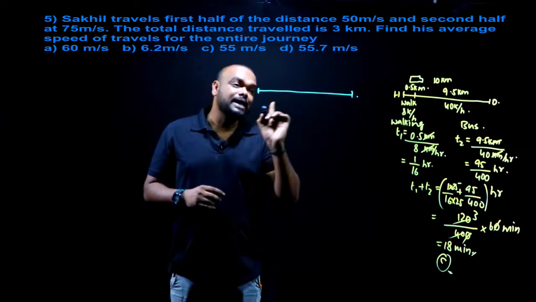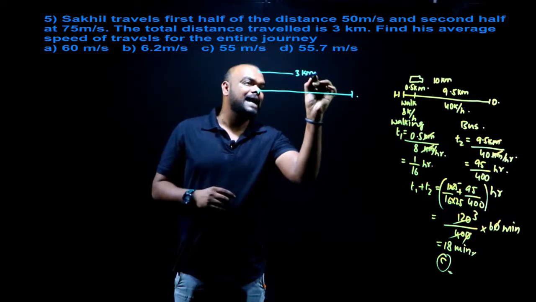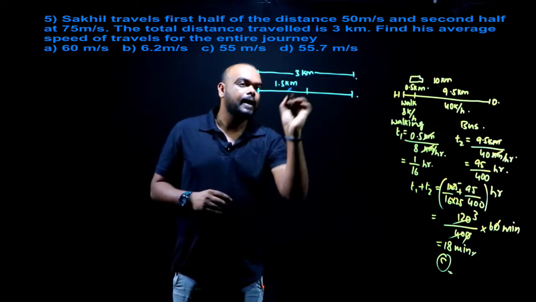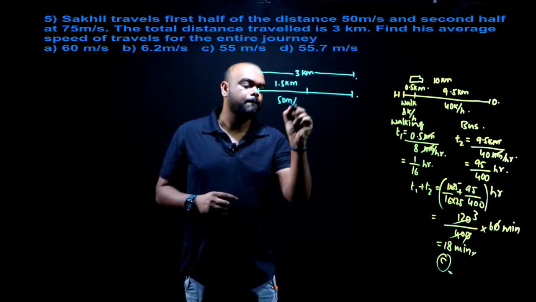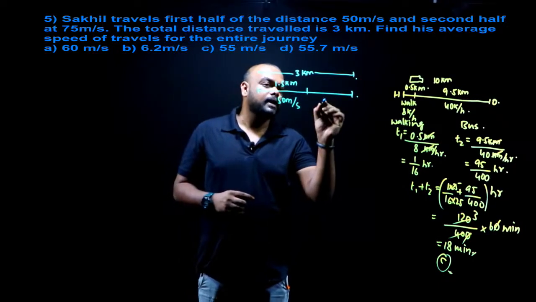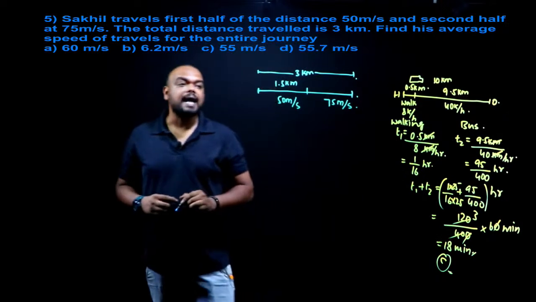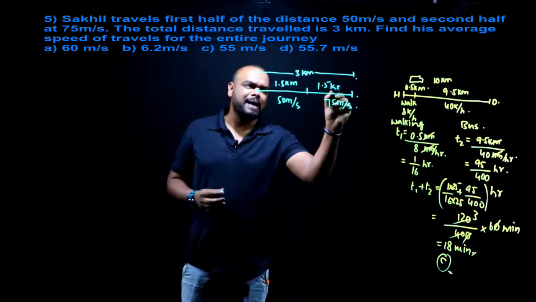See, totally 3 kilometers distance. He traveled the first half of the distance, meaning 1.5 kilometers, at a speed of 50 meters per second. And the remaining at 75 meters per second. Now, what is the average speed of the journey, guys? It doesn't matter what the distance is.